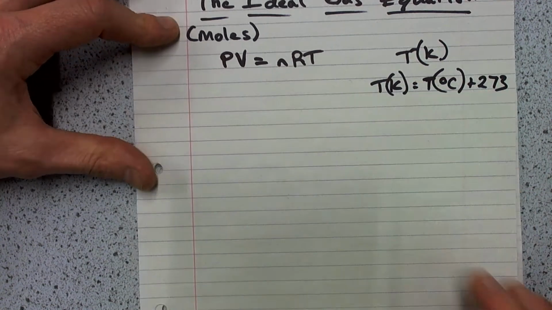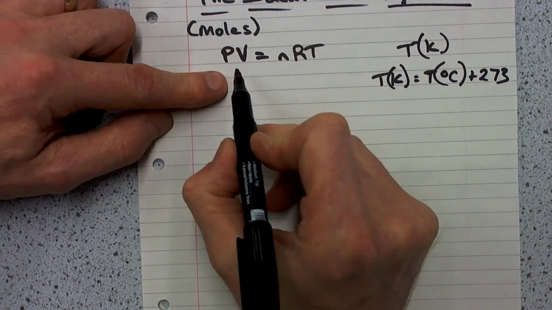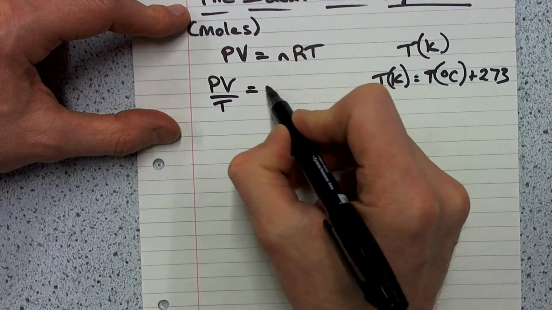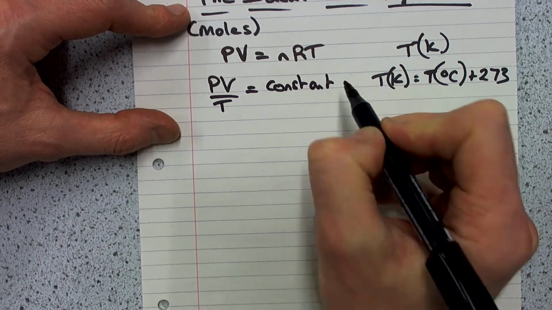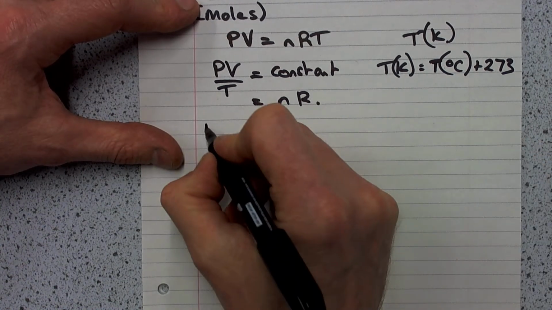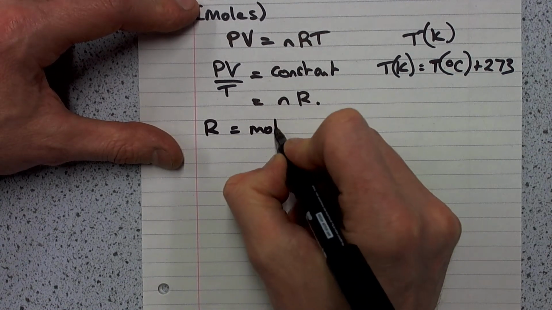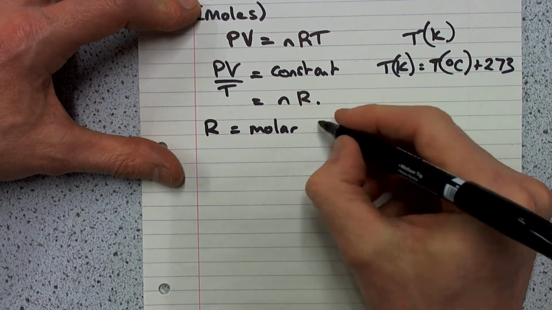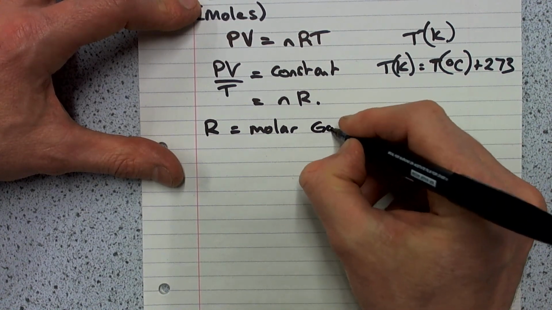Okay, so the things that are a little bit new in this equation now. Where that comes from is the fact that PV over T equals a constant, and that constant is n times R. R is sometimes called the molar gas constant, the universal gas constant, or the ideal gas constant. Molar gas constant, let's write that.